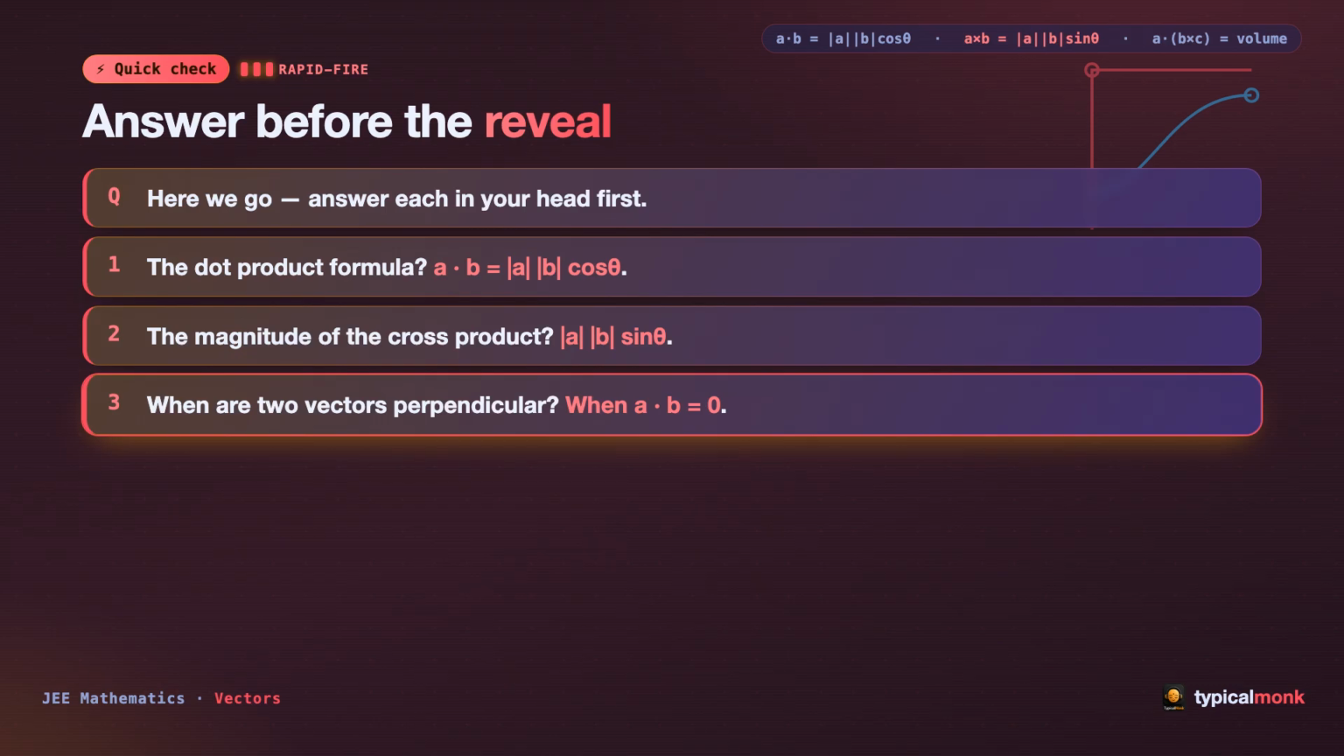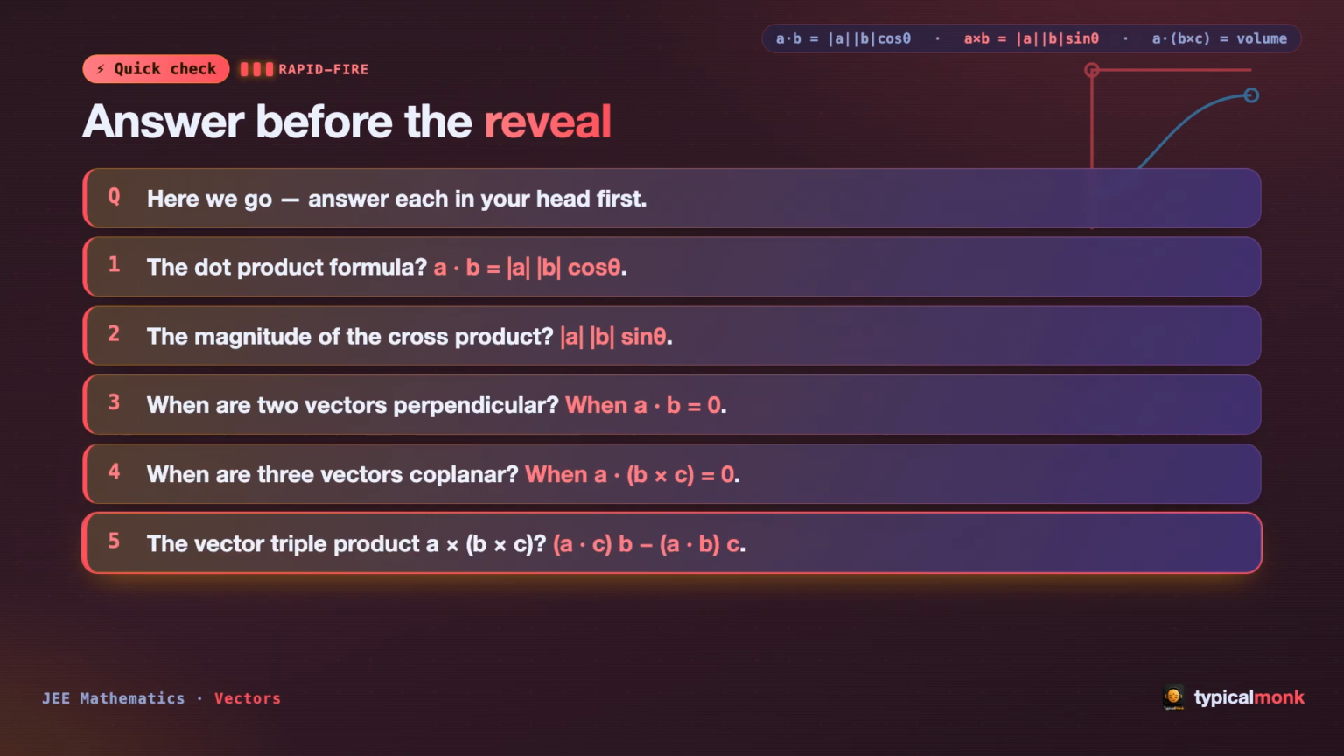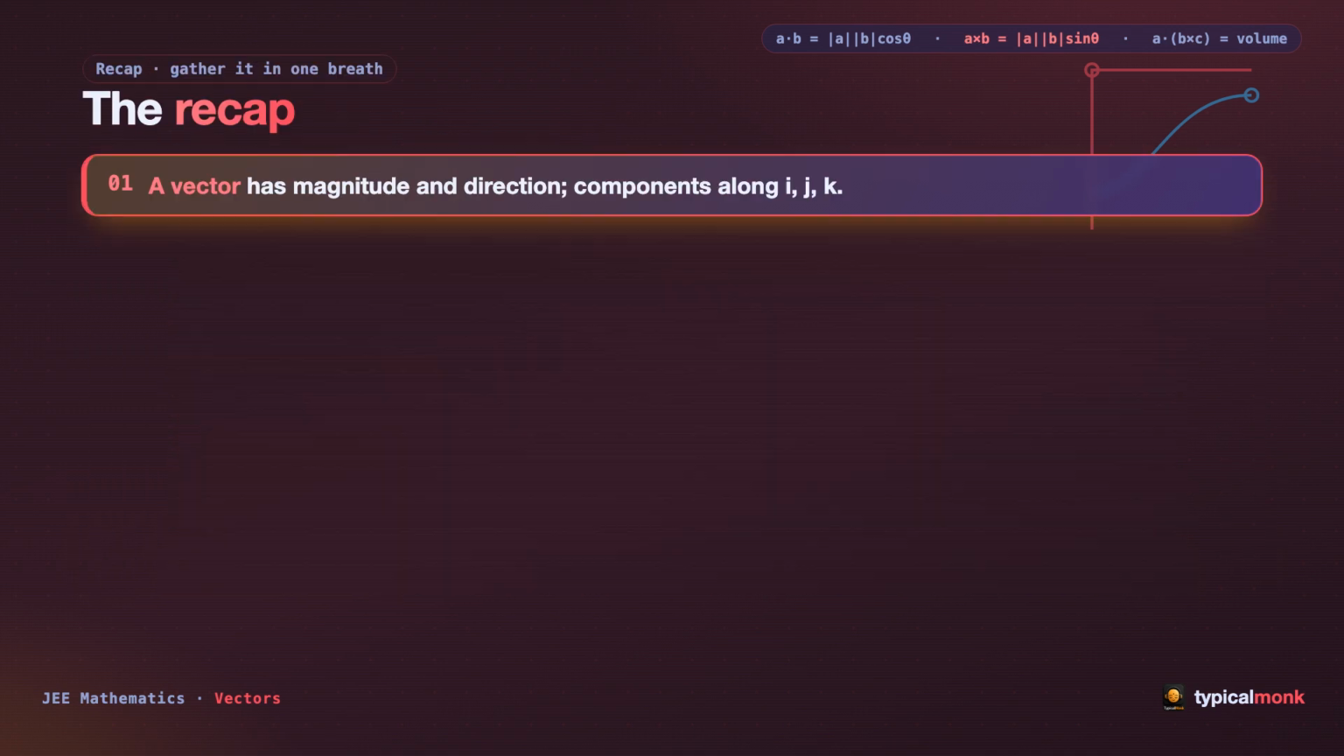Question 3. When are two vectors perpendicular? When A dot B is 0. Question 4. When are three vectors coplanar? When A dot B cross C is 0. And question 5. The vector triple product, A cross B cross C: A dot C times B minus A dot B times C.